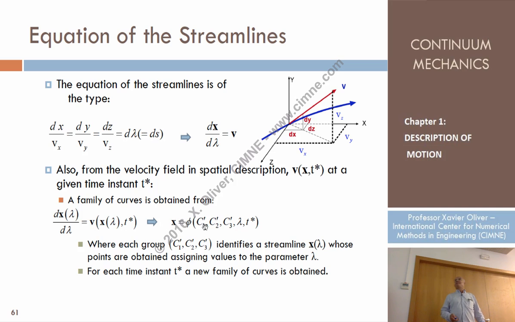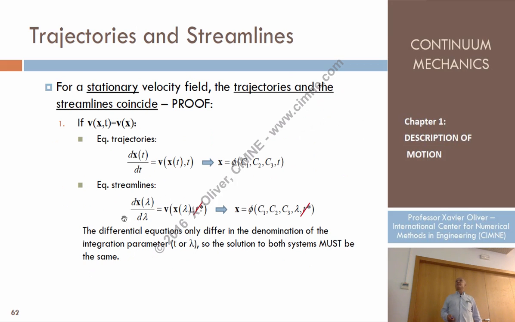Okay, so this is a family of curves in which every element of the family, every curve of the family, is identified by giving values to the constants. Then this identifies one curve. Lambda identifies points of the curves, as we had there. Lambda played the role of the time in the trajectories. And t here is a parameter that says at every time we have different families. Okay? So we will see that also in an example.